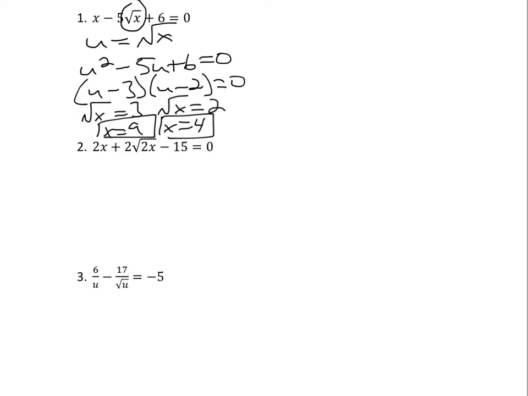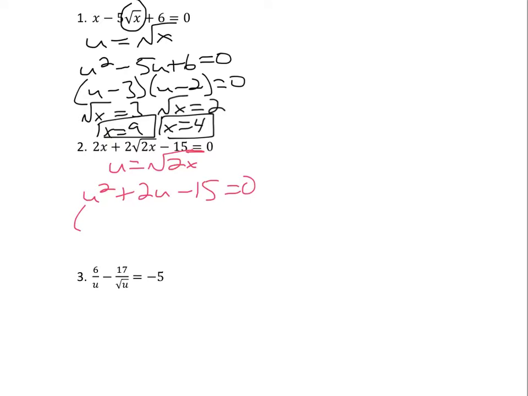Second one is very, very similar. The only difference is we've got a 2x and a root 2x instead of x. So we're going to substitute u in for root 2x. Remember, you're always substituting for the middle term, because when you square it, you get that squared term. So u squared plus 2u minus 15 equals 0. Notice it's not a 2u squared up front, because we're substituting u in for root 2x.